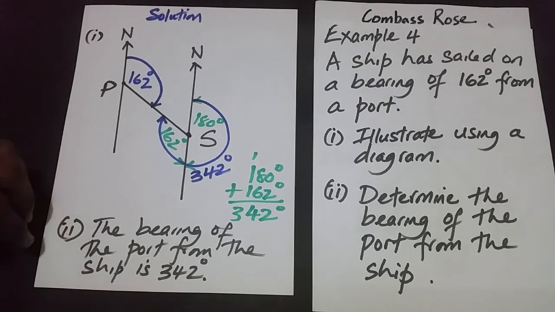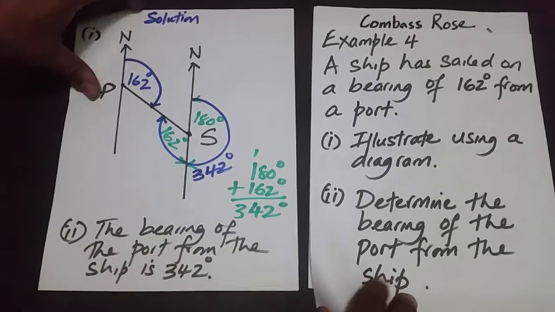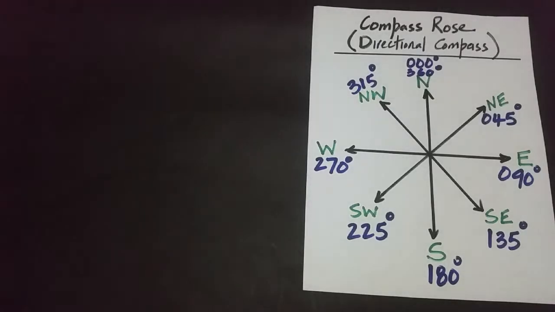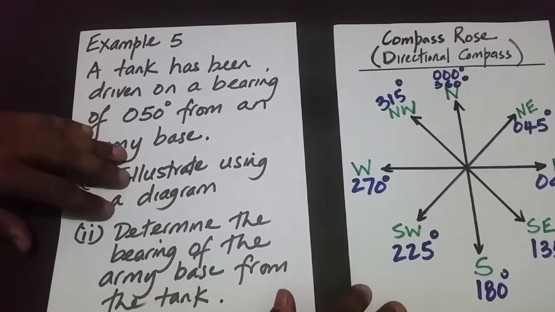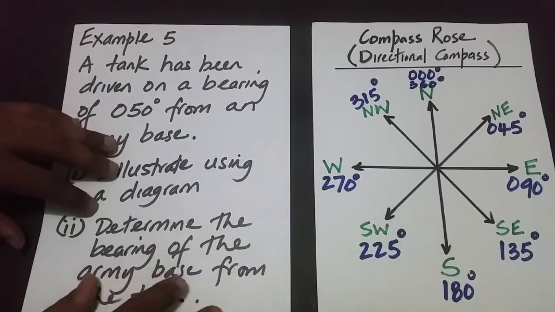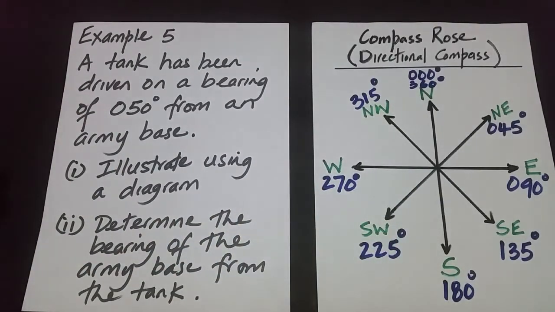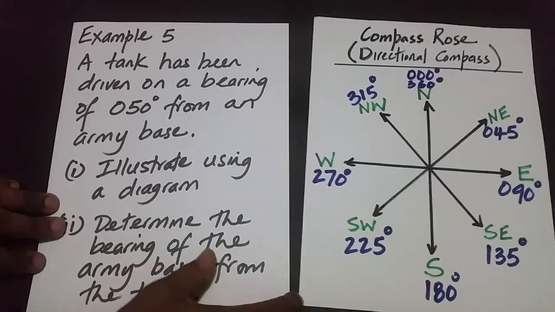All right, now let's take a look at a second example. Again, the compass rose is going to prove useful to us, so we keep that around. So example 5 says, a tank has been driven on a bearing of 050 degrees from an army base. Illustrate using a diagram. And part 2 says, determine the bearing of the army base from the tank. So let's get cracking with this question.